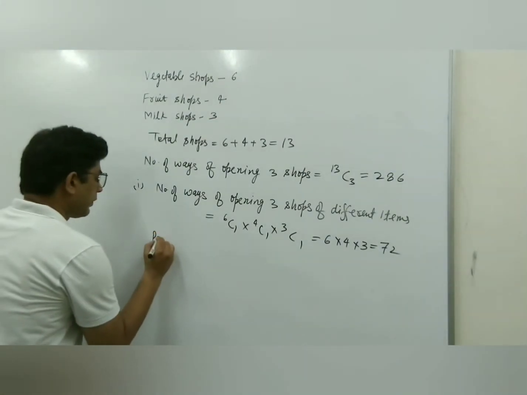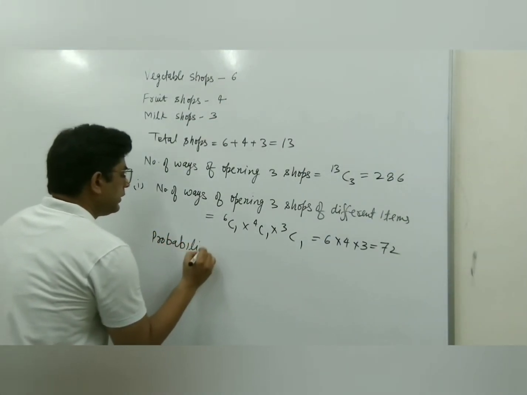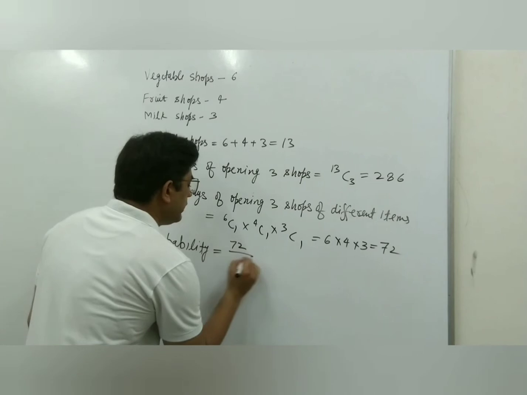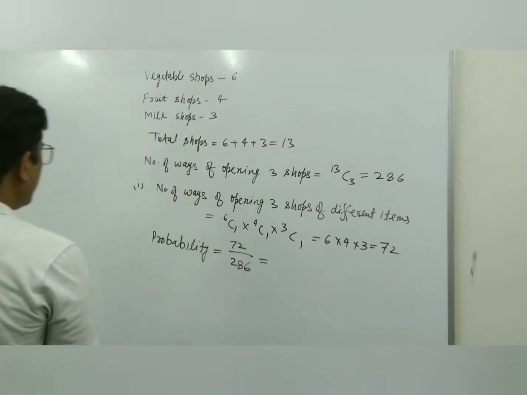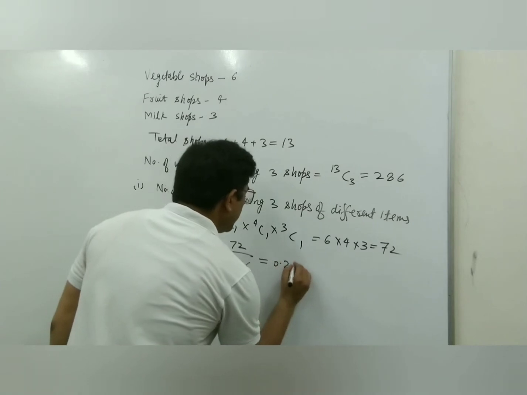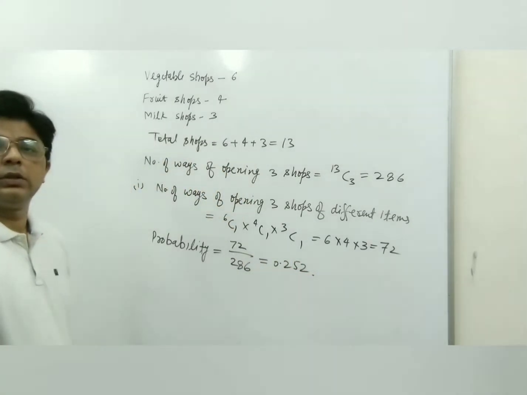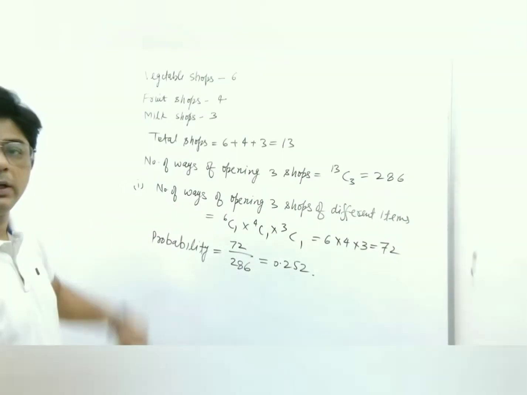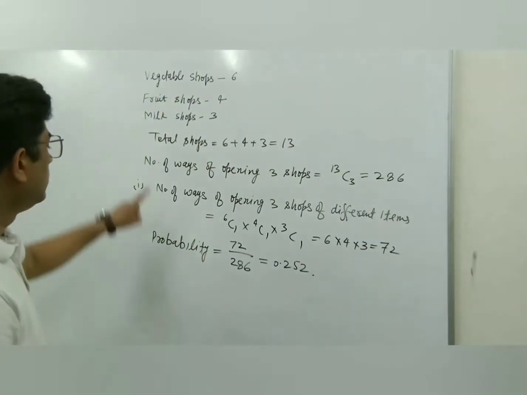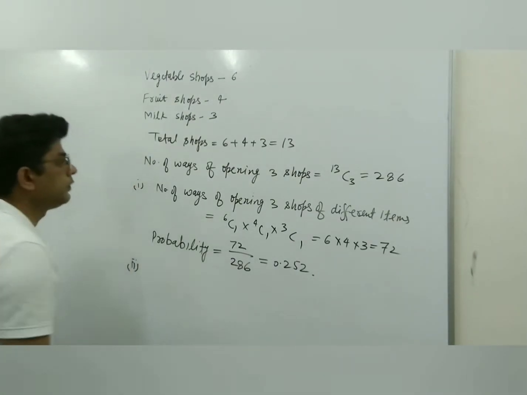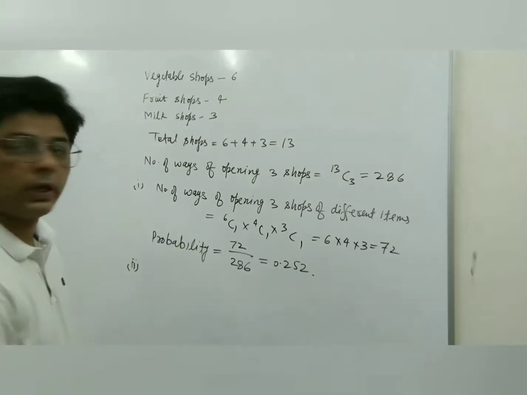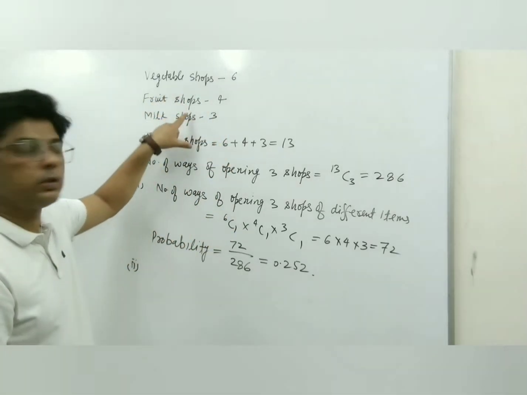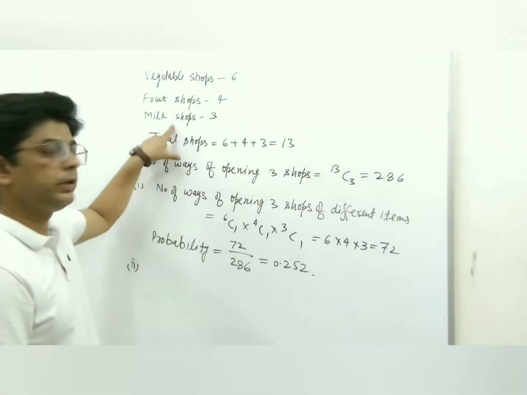So the probability of opening 3 shops of different items, that is 72 upon 286, and after calculating we can get this will be equal to 0.252. So we can find the probability of opening 3 shops of different items. Similarly, we want to find the probability of opening 3 shops of same items. So there are 3 ways. The first way is we can open 3 vegetable shops, or we can open 3 fruit shops, or we can open 3 milk shops.